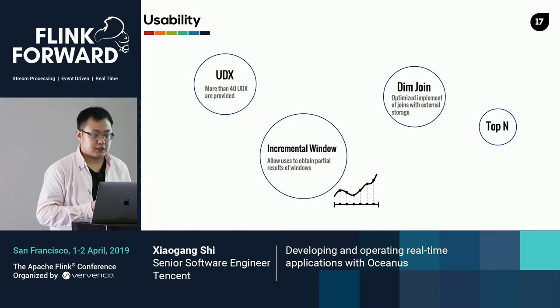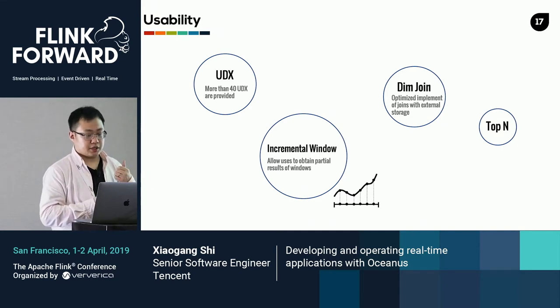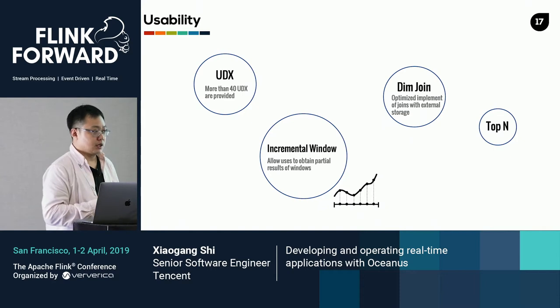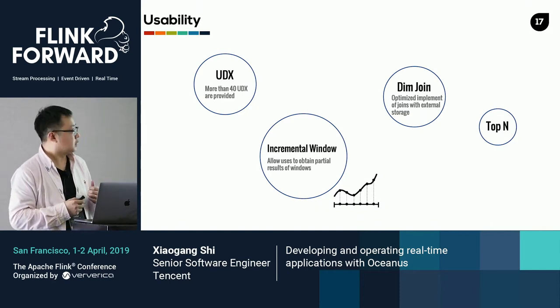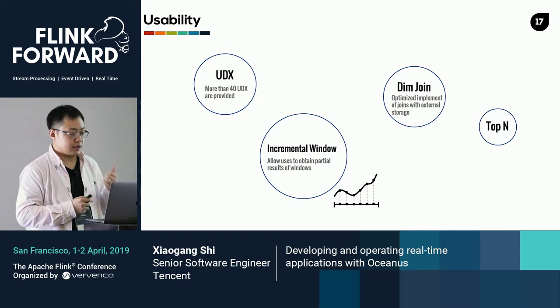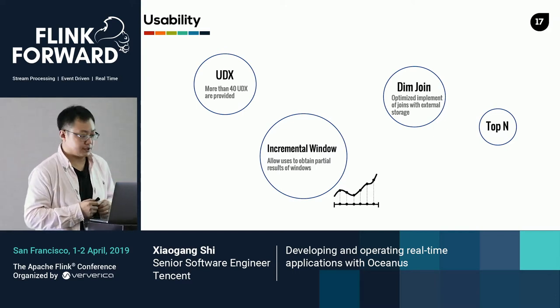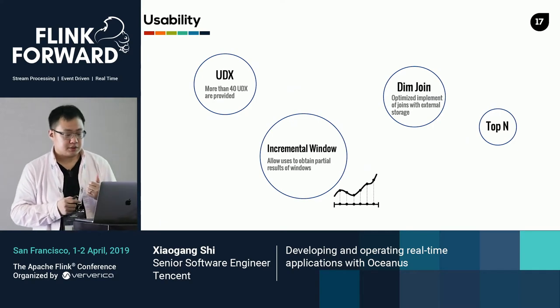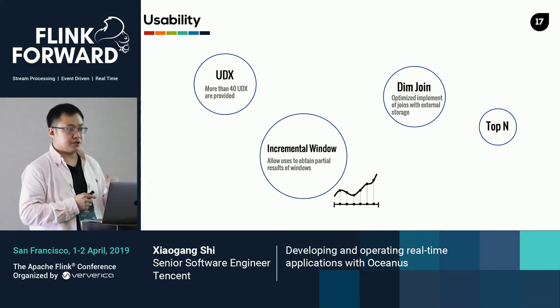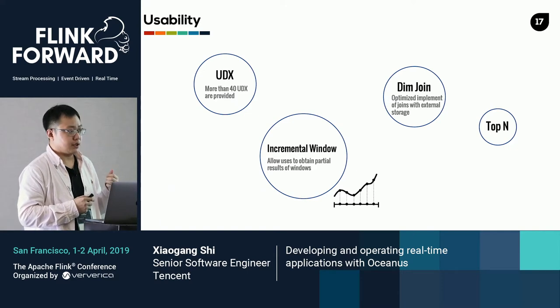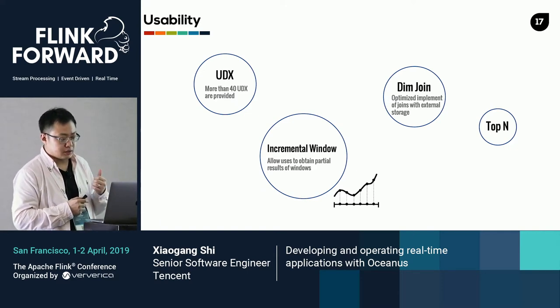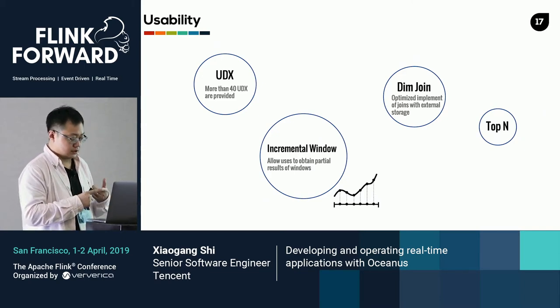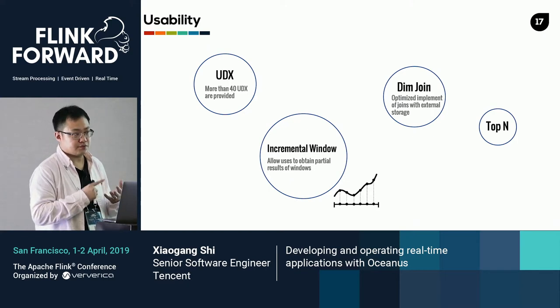We also provide the dim join to our users. That means we carefully optimize the implementation of joins. We use synchronized operators and carefully implemented the buffers to improve the efficiency. Another urgent functionality needed by our users is top-N operators, which is usually used in combination with windows. Currently, Flink does not support the state that can be used in window operators, which is just list state, reducing state, folding state, and aggregating state.